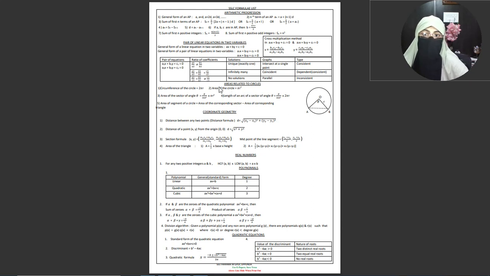Then the areas related to circles: circumference is 2 pi r, area of a circle is pi r square. Then the sector, how do you find a sector? Very important. Then how will you find the length of an arc of a sector? This is the circle they have mentioned over here, and this is the sector. Theta is the angle and 360 degrees is the angle of a circle. Pi r square is the area of the circle. So the arc will be this AB part.